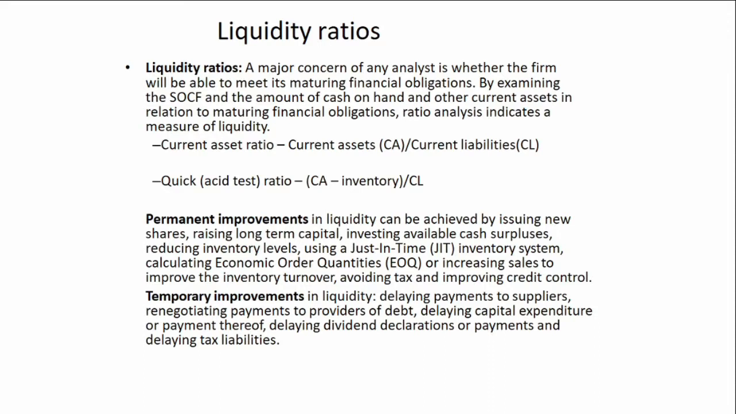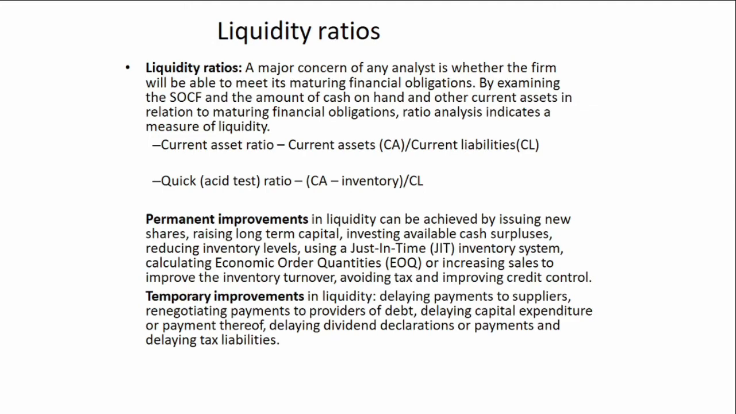So the first group of ratios I want to have a look at are liquidity ratios. Liquidity ratios are analyzed as we want to ensure that the firm is able to meet its maturing financial obligations. The two best measures of liquidity are the current ratio and the quick ratio.